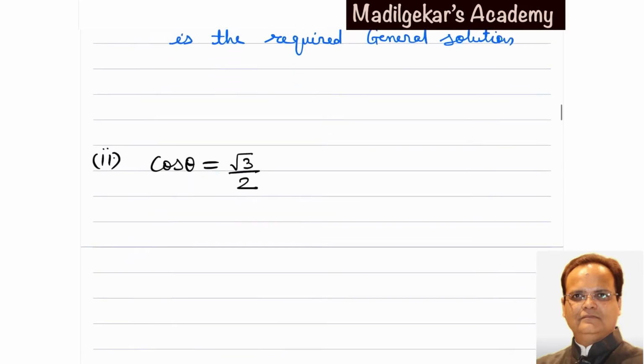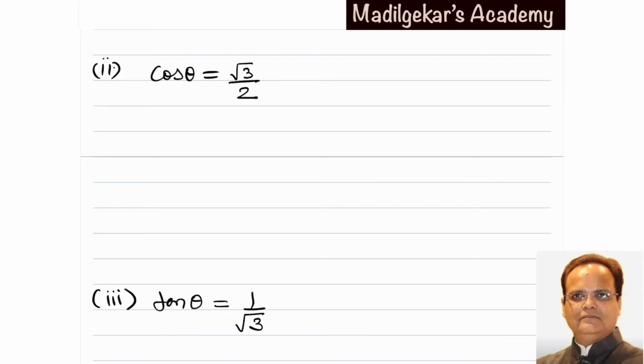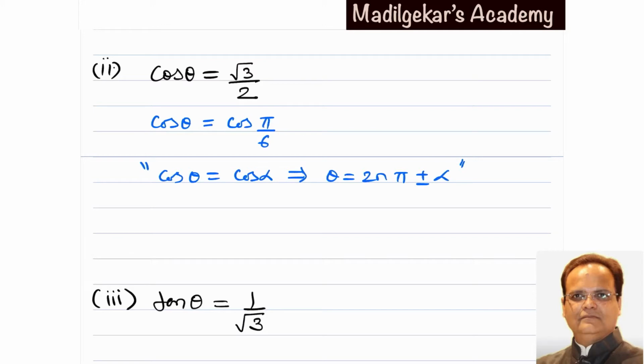The second example is cos theta equals root 3 by 2. Recall the smallest non-negative angle for which cos theta is root 3 by 2. Yes, it is cos of pi by 6. What is the formula if cos theta equals cos alpha? Theta is 2n pi plus or minus alpha. So using this formula, our general solution is theta equals 2n pi plus or minus pi by 6, where alpha is pi by 6. So this is the required general solution.